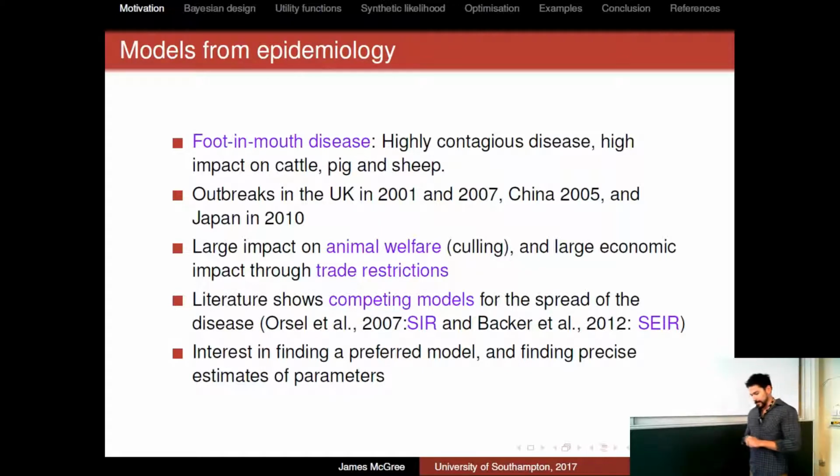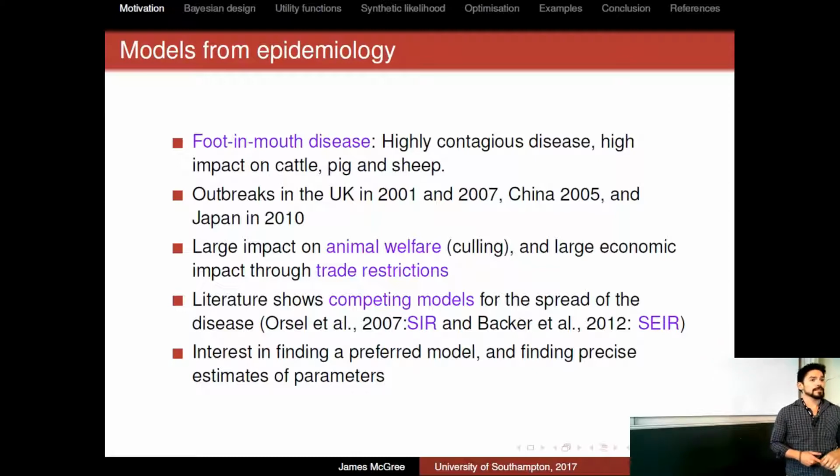And it's actually quite interesting, because when you look at the literature about how to model the spread of this disease, there are competing models. So some authors came up with what's called an SIR model. Some other authors have come up with an SEIR model.